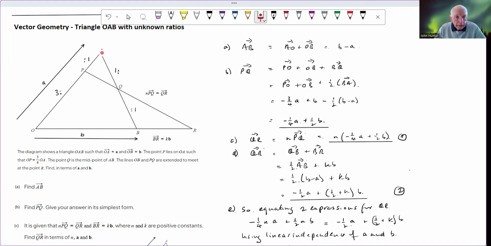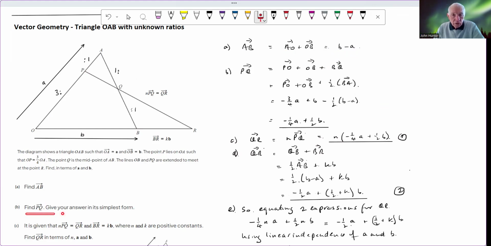This first part, AB, well, I like to write it like this. What we're doing is finding another journey, if you like, from A to B, and we're going to go via O. So we can write AB as AO plus OB. I always like to start off with this line segment format and then develop this expression until we know all the constituent parts. There's no more work to be done on this one, because AO we know to be minus A and OB is B. So minus A plus B, B minus A. Okay, so that's part A.